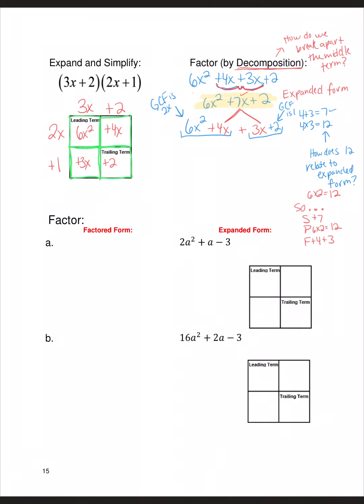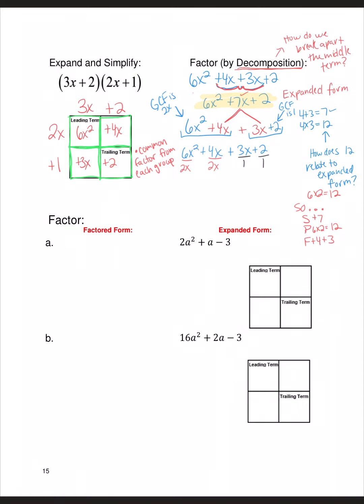So if I was going to write this out so that I could pull out that GCF, I'm going to say we're going to do 6x squared plus 4x, and I want to divide both of those by the GCF for that group. And then I'm going to divide my second group by the GCF I found for that group. So for 3x plus 2, we said the GCF was just 1. So we're going to make a note here that we're going to common factor from each group.